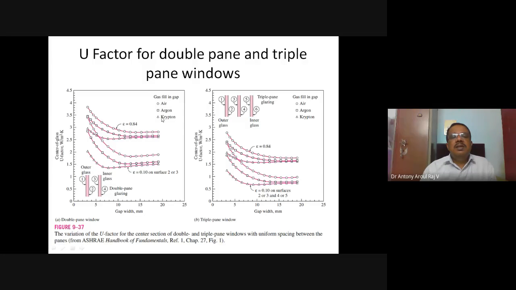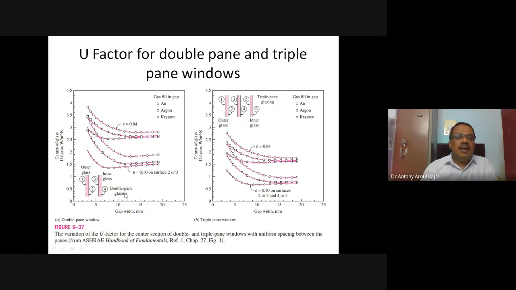Okay, so this filling of inert gases causes a reduction in the overall heat transfer coefficient. That is, the overall heat transfer coefficient will be drastically reduced if you are going for argon and krypton. So that is what we are finding here. And what is the emissivity of the film which you are pasting inside? That is given here. We are coating with 0.1, on surface 2 and 3. This is 1, this is 2 and 3, and this is 4. So on the inside surfaces we are coating with the low emissivity films.